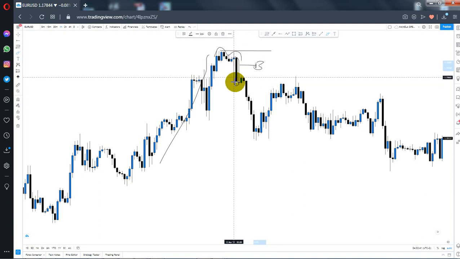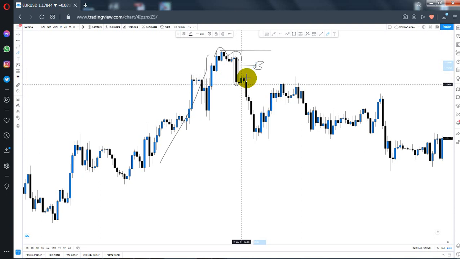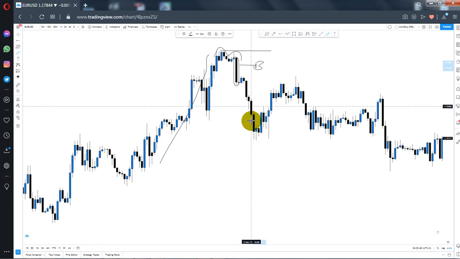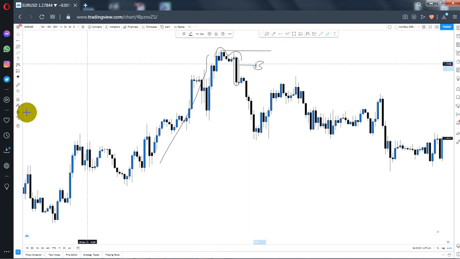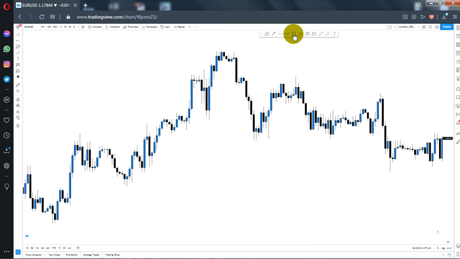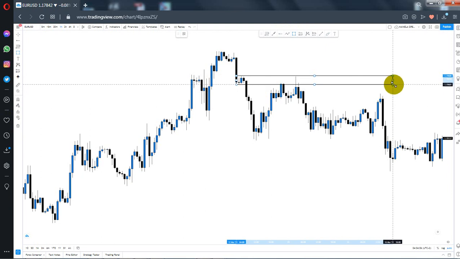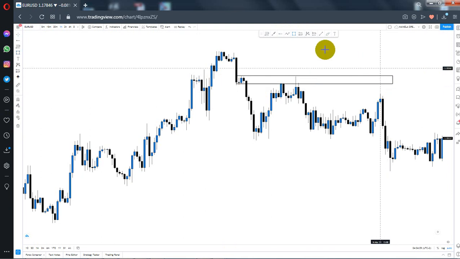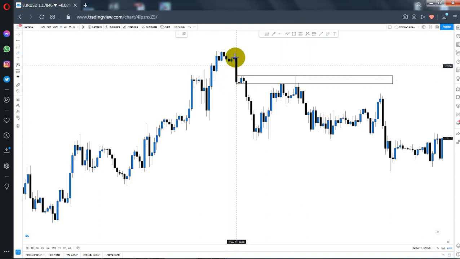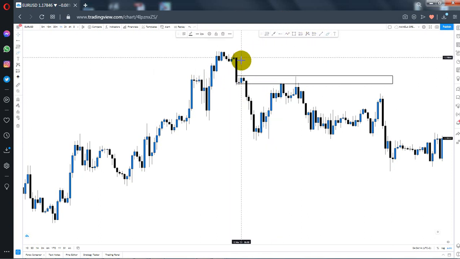Then after this bearish candlestick, you can see that they give us the base, which is the consolidation. This is our base here. After this base, they dropped again. So once you see this kind of movement, you're going to cover the base, like this. So as you can see, they give us the drop, base, drop.